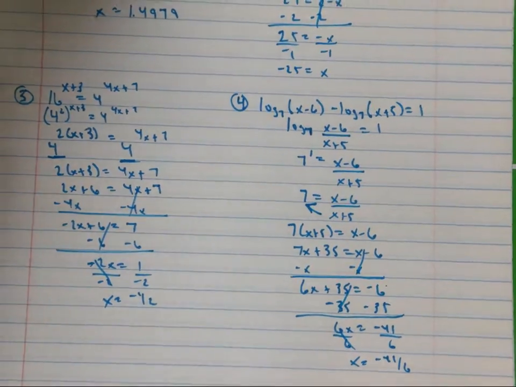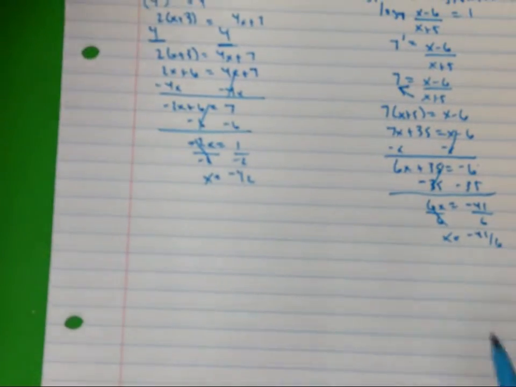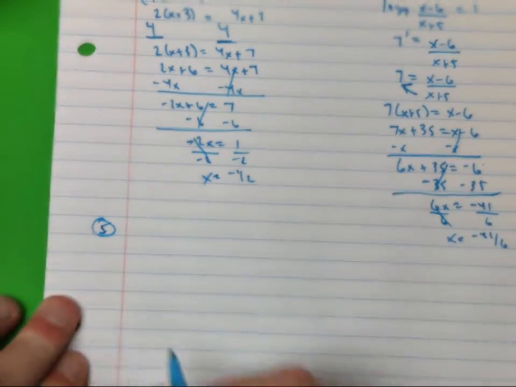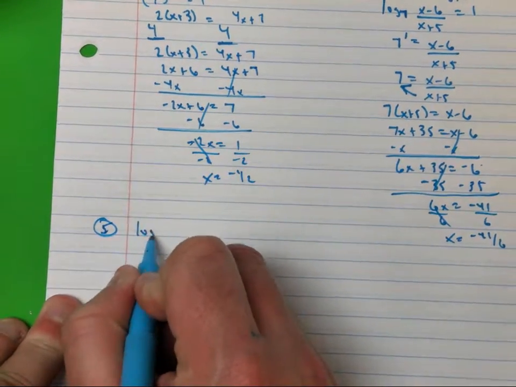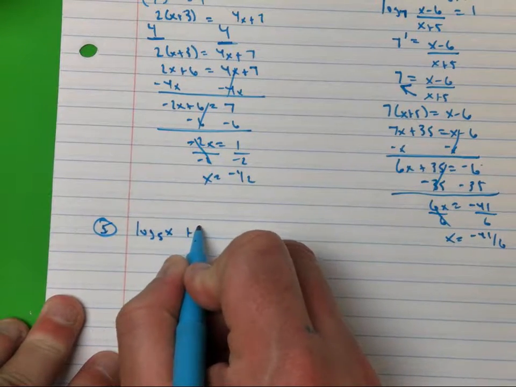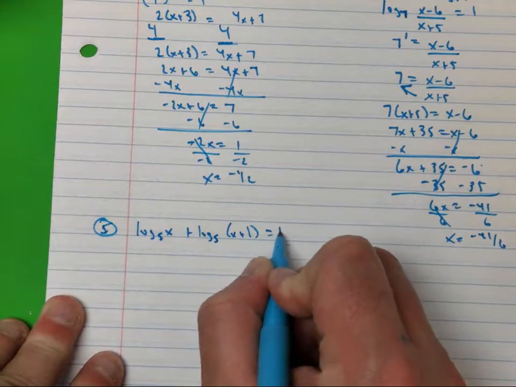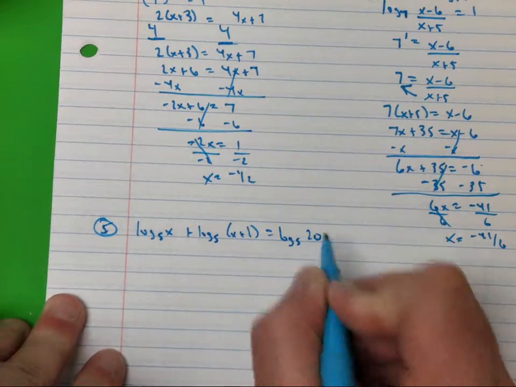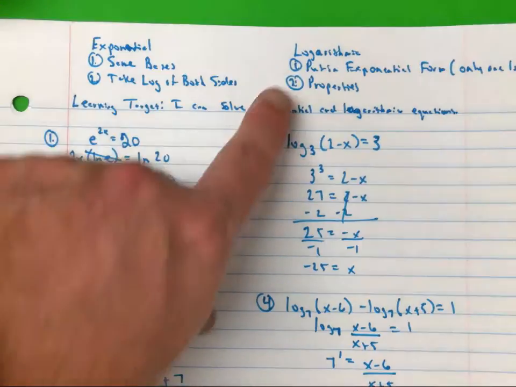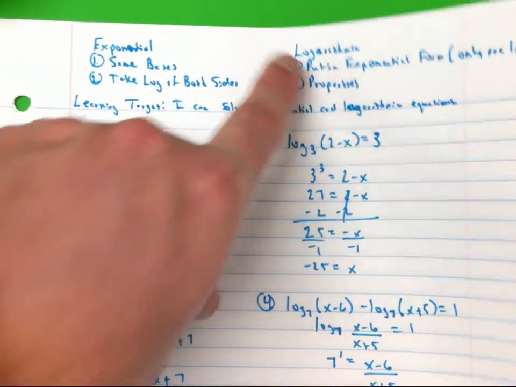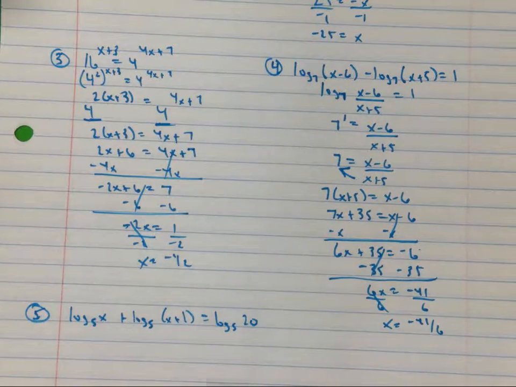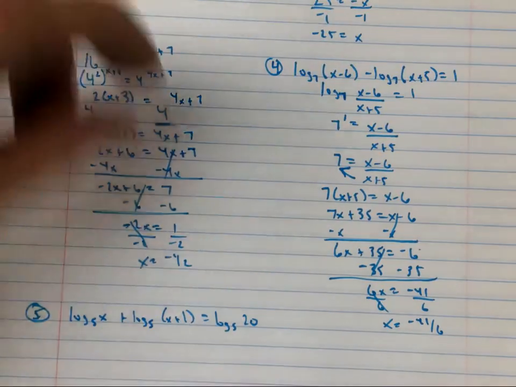Alright, let's look at number 5. Log base 5 of x plus log base 5 of x plus 1 equals log base 5 of 20. Alright, your properties. Put in exponential form if there's only one log. Well, there's multiple logs, so you can't. The second one is use the properties.